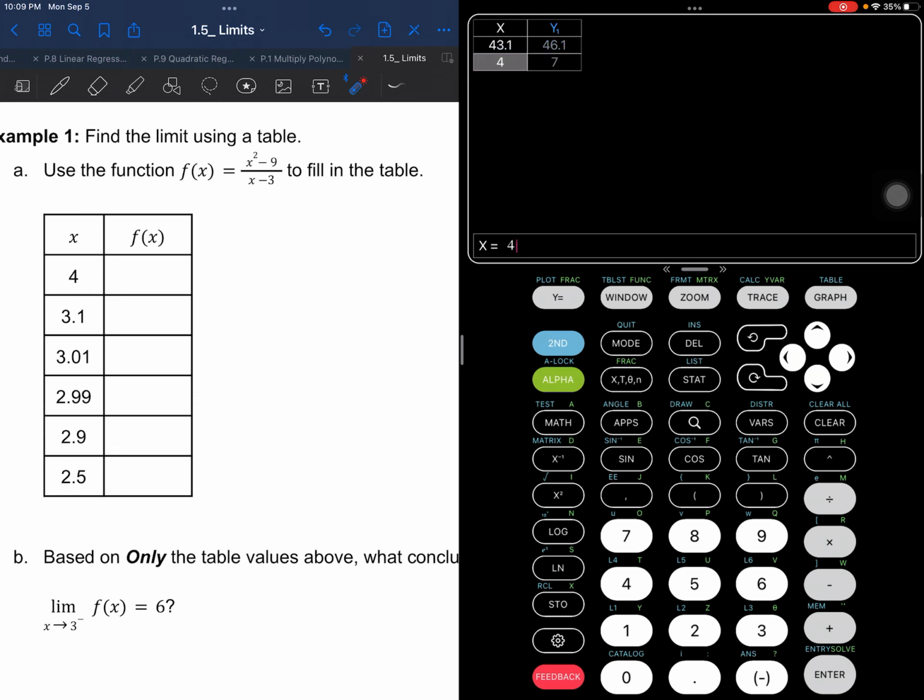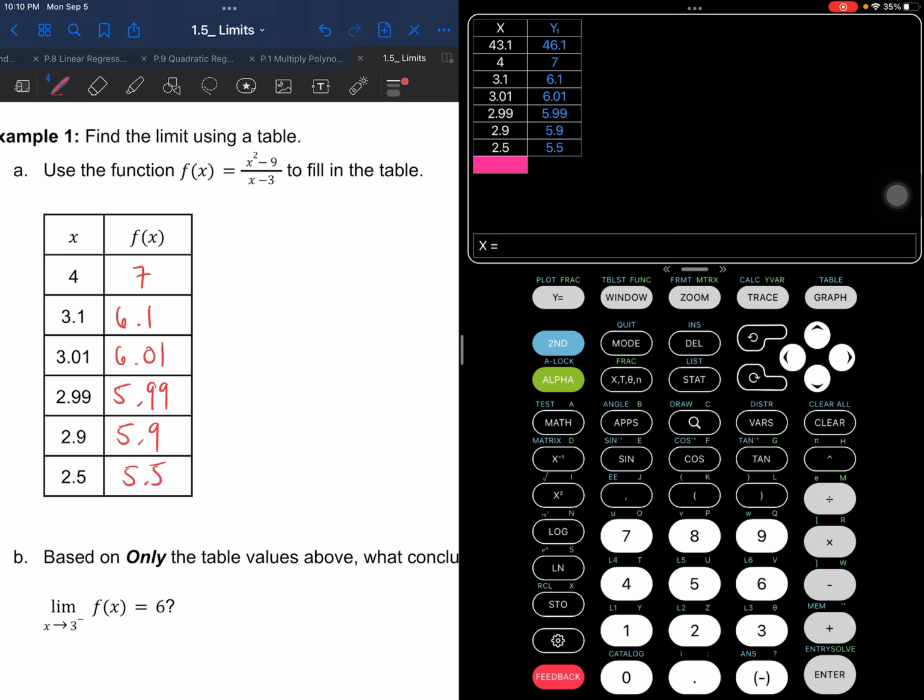So 4, and then we hit enter. That allows us to move down. So 3.1, enter. 3.01, enter, and then 2.99, enter, and then 2.9, enter, and 2.5, enter. All right, so we're going to type those numbers into our table. So let's see: 7, 6.1, 6.01, 5.99, and 5.9, and 5.5. Right, so we're done with the calculator, so I'm just going to remove it.